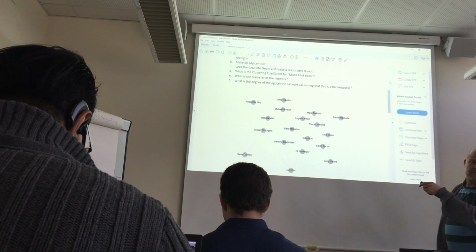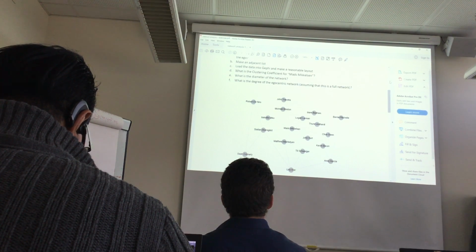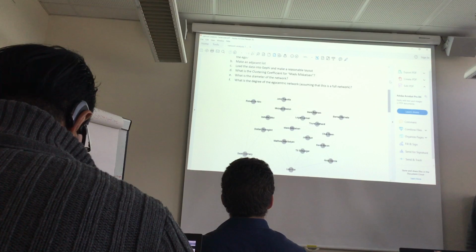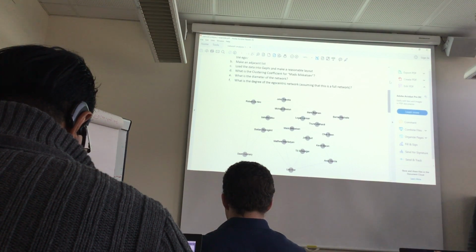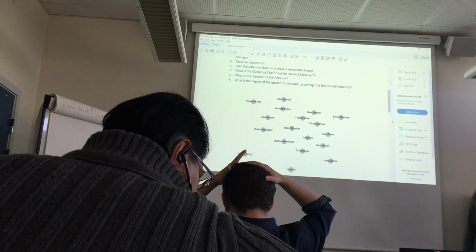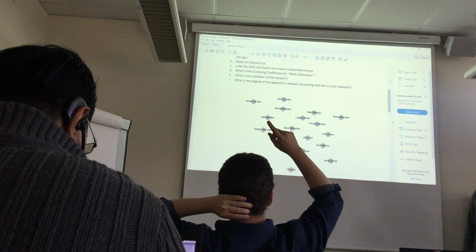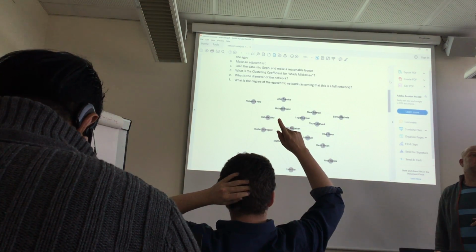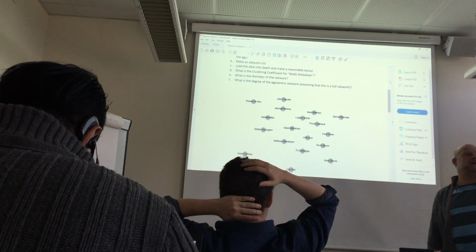The diameter of the network. That's the longest, shortest path between two nodes in the graph. That would be the data table. There is a table called data table, and there we can find it. Then we are in Gephi.